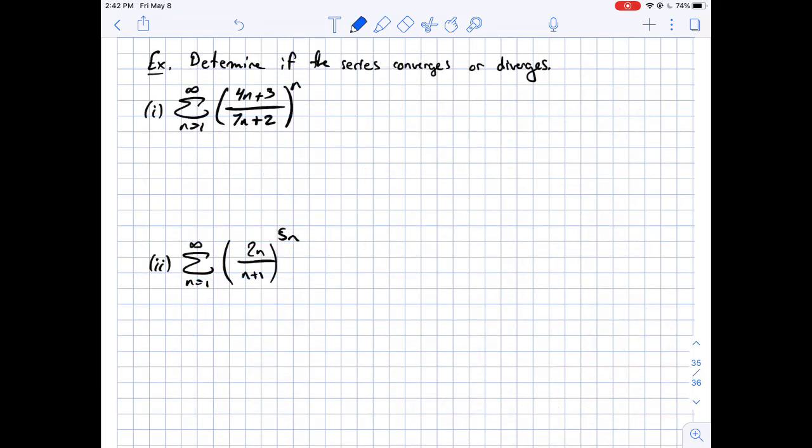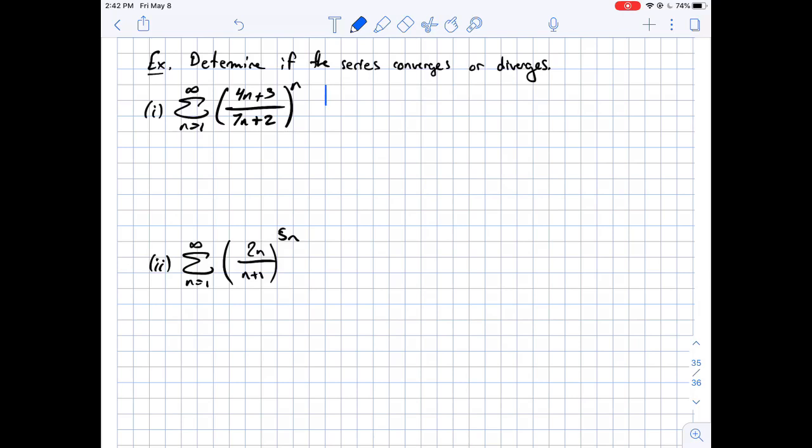So here we have our two examples, and the first thing you'll notice is that both of them have these common exponents. One is to the power of n, one is to the power of 5n, and this is exactly what you're looking for with the root test. It's a huge sign that you should be considering the root test, because if you take the nth root and you have an nth exponent, then those are going to cancel out very nicely. So it works very efficiently in this situation.